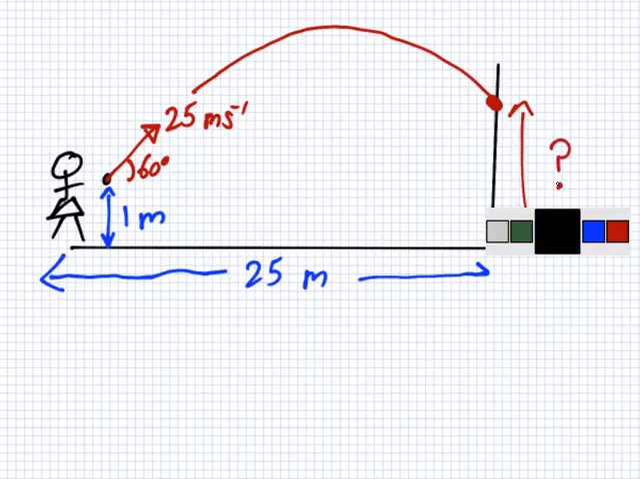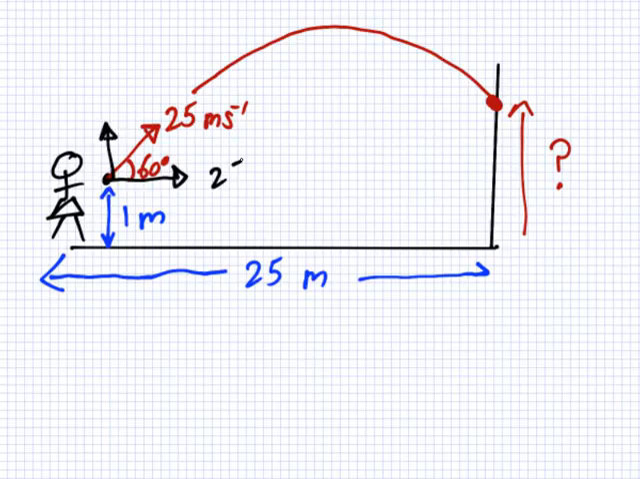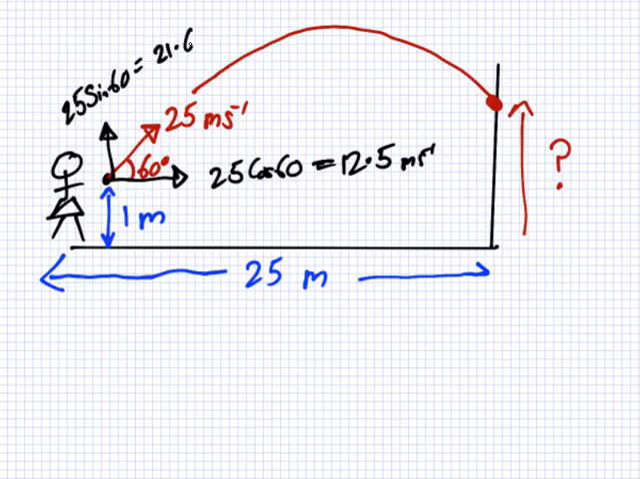So firstly, let's work out the x and the y. So this is 25 cos 60. 12.5. And then vertically, 25 sine 60. And what is it? 21.6.